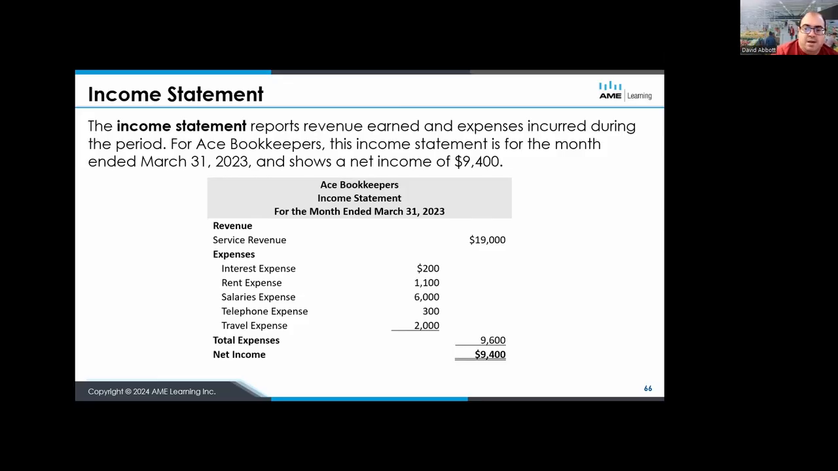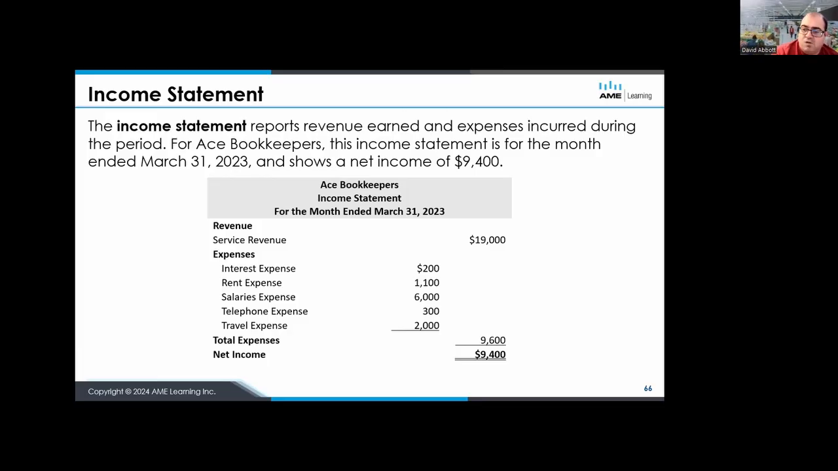So the income statement is where we report the revenue that's earned and the expenses that are incurred during the period. In our example for ACE bookkeepers, this income statement is for the month that ended March the 31st of 2023, and it would show a net income of $9,400. We see there we have our heading that lists the name of the company, which statement, and the time period. Then we list out our revenues.